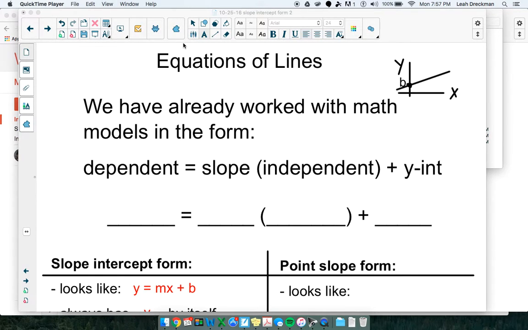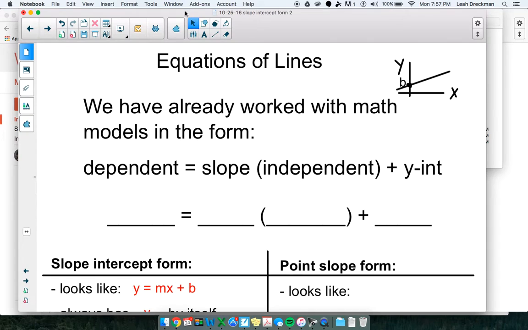Hi everyone. Today I want to show you how to work with equations of lines. And we've actually been doing this already quite a bit this year. What we're going to do today is learn what is called point slope form, which is this one down here on the right. We've been using slope intercept form, we just haven't called it that.